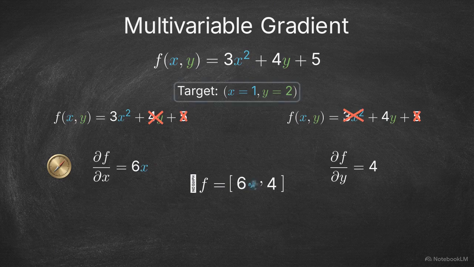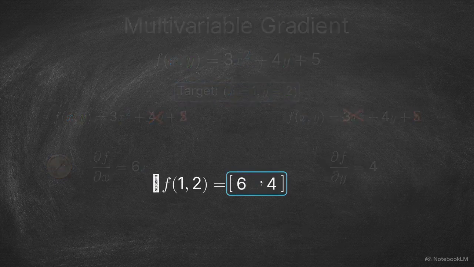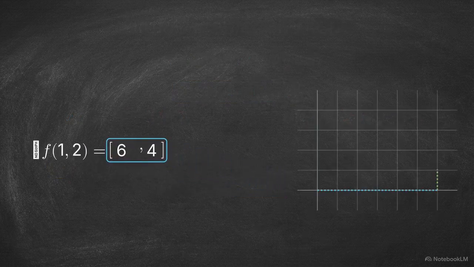Finally, we plug in our standing coordinates. Our x value is 1, so 6 times 1 is 6. The y component is a constant 4. Our resulting gradient at point 1, 2 is exactly 6, 4.